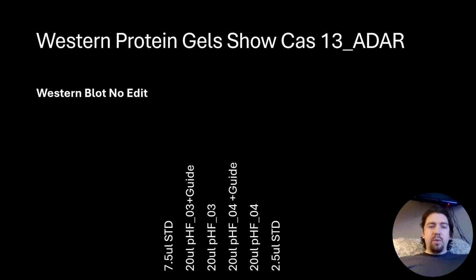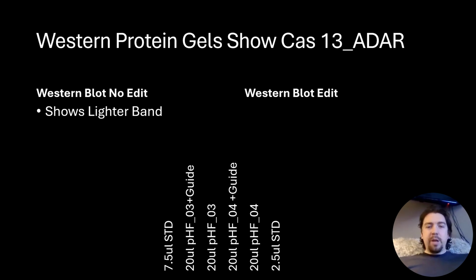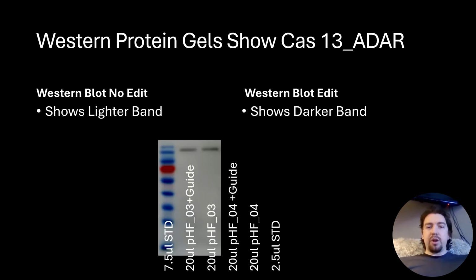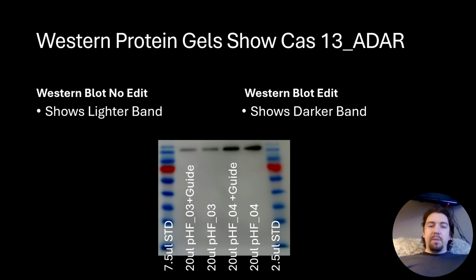On the left, we will see a Western blot with no edit, and on the right, we'll see a Western blot with an edit. The Western blot with no edit shows a lighter band, and the Western blot with an edit shows a darker band. So here is the half of the Western blot with the light band, we're seeing that at 1 kb, and here we have the half of the Western blot gel that has the edit, and it shows the darker bands.